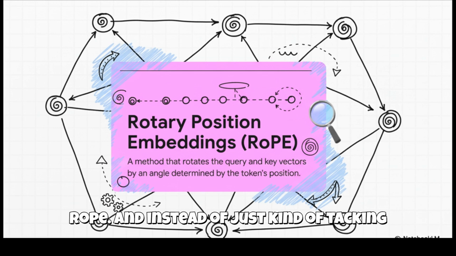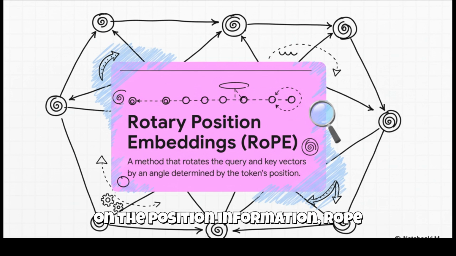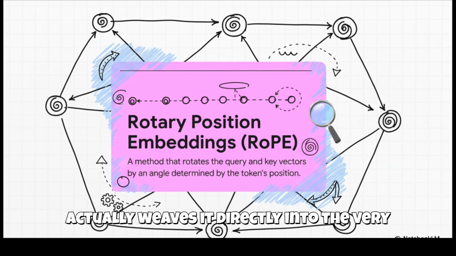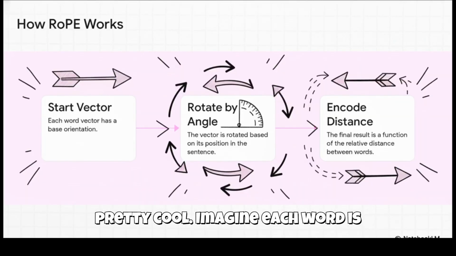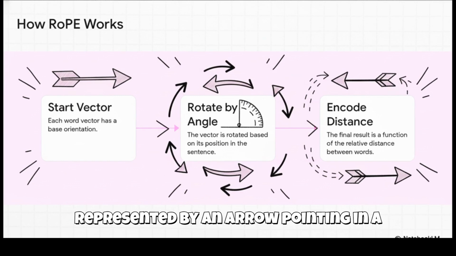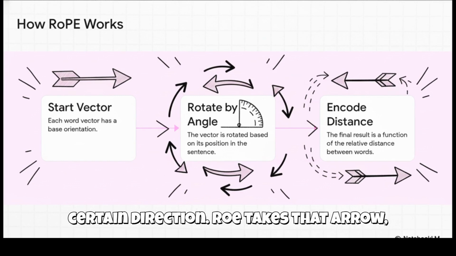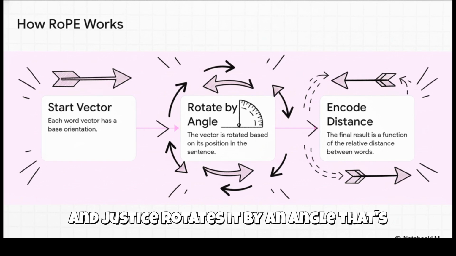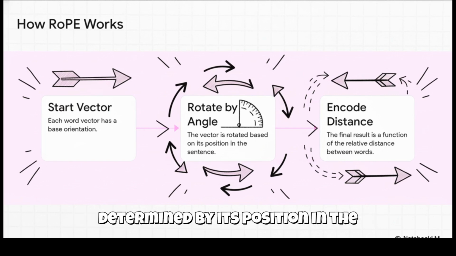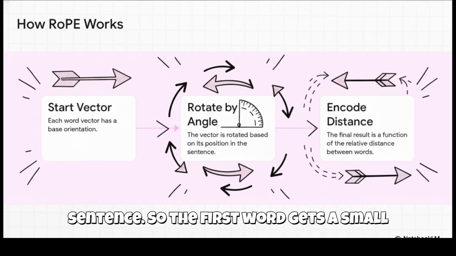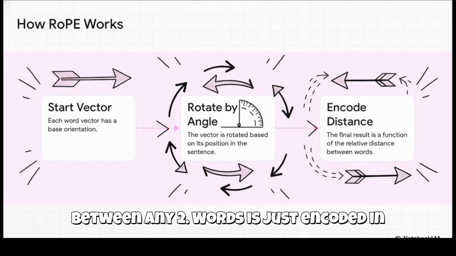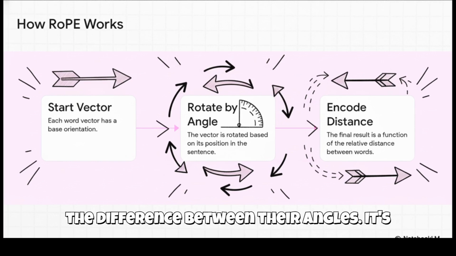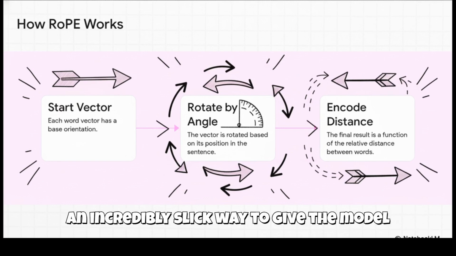And instead of just tacking on the position information, RoPE actually weaves it directly into the very fabric of the attention calculation itself. So here's how it works, and this is pretty cool. Imagine each word is represented by an arrow pointing in a certain direction. RoPE takes that arrow and just rotates it by an angle that's determined by its position in the sentence. So the first word gets a small rotation, the second word gets a bigger one, and so on. Now, the relationship between any two words is just encoded in the difference between their angles. It's an incredibly slick way to give the model a real sense of relative position.